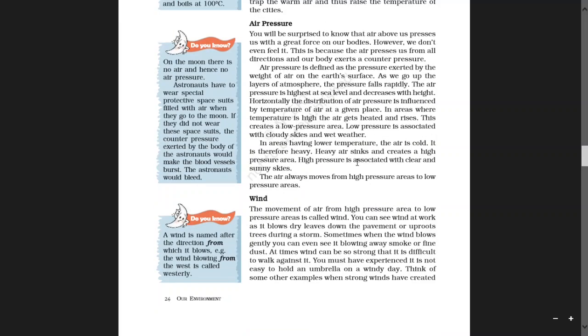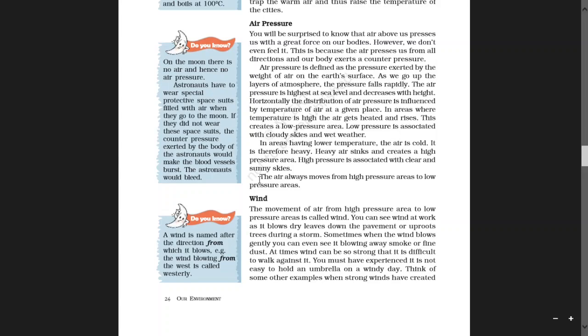High pressure is associated with clear and sunny skies. The air always moves from high pressure areas to low pressure areas.